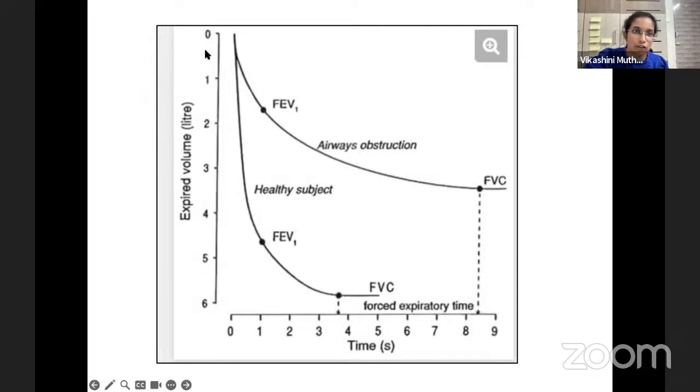0 is on the top and it's maximum up to the 6 liters. So just because of the reversal that had happened here, the direction of the graph is also upside down, that is reversed. But the concept remains the same.